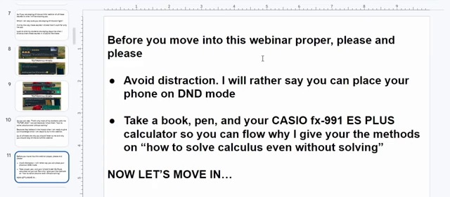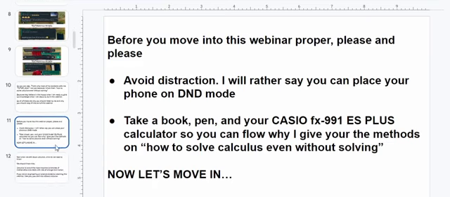I will take a book, I will take a pen, and I will also take my Casio FS991 ES Plus calculator. You should do the same, so you can follow the steps I am about to give you on how to solve calculus without solving. I'm very sure you've done that. Okay, let us move on.